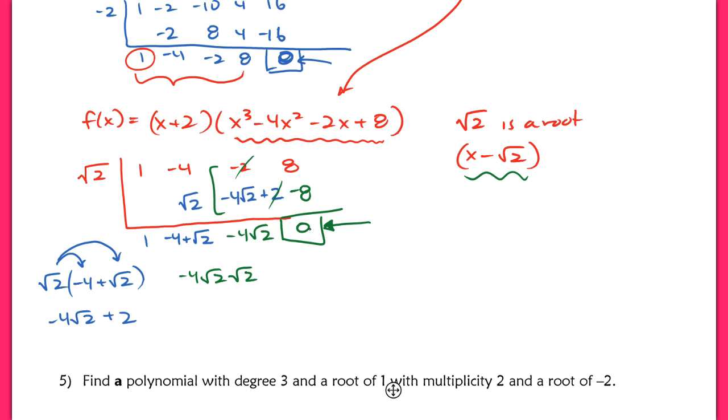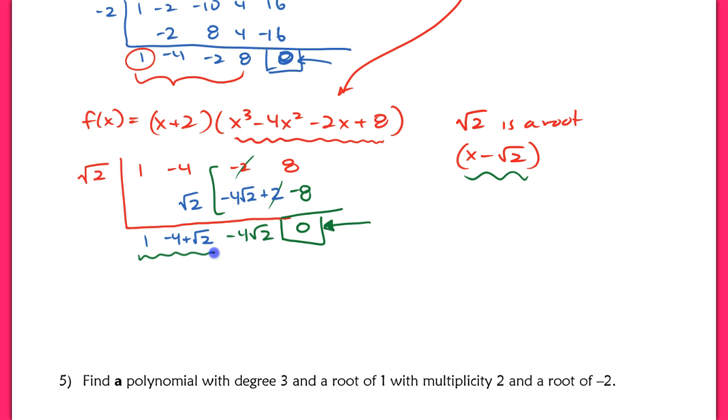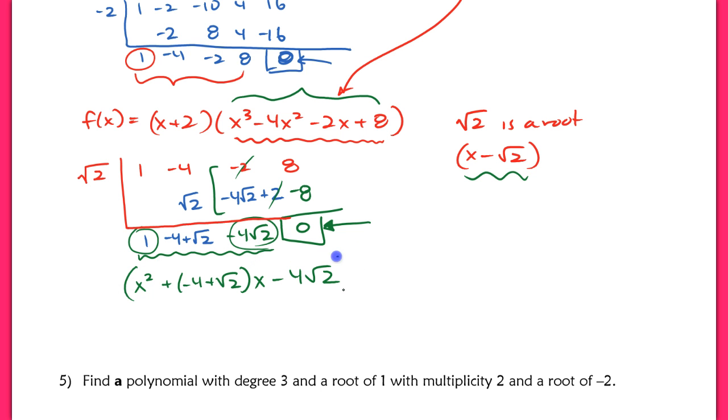So now, let me erase all this, I am left with a quadratic here. Let's rewrite this quadratic that's left over, and remember it's a quadratic because we're taking this polynomial, which started with an x cubed, so this degree here is 1 less, so that's x squared. And then plus negative 4 plus root 2 times x, and then minus 4 root 2. This last number is just a constant. So this is what our original f of x is going to factor into now.